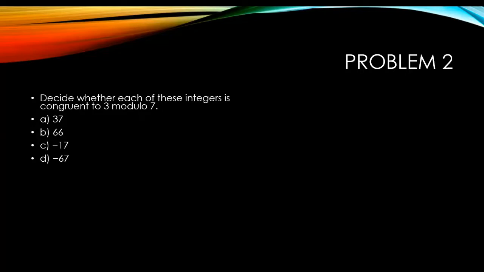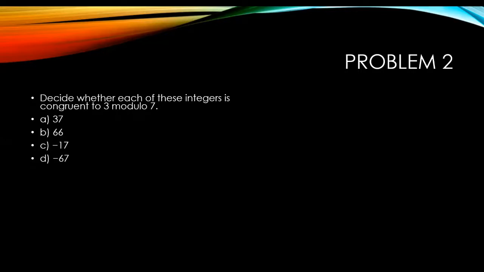So 37 is congruent to 3 modulus 7, 66 is congruent to 3 modulus 7, -16 is congruent to 3 modulus 7, and -67 is congruent to 3 modulus 7. Don't forget the meaning of modulo or congruency. We subtract 3 from the given and then divide it by 7. If the result is 0, it means it's congruent, meaning divisible by 7. If not, it's not congruent.